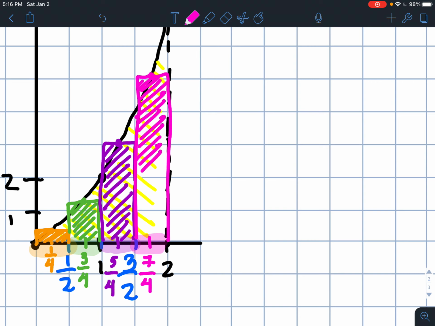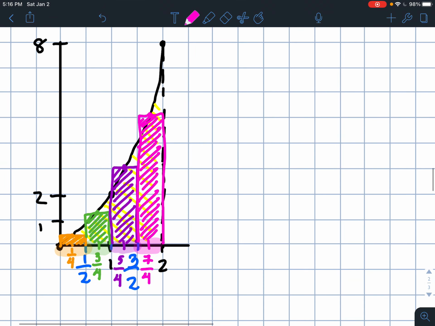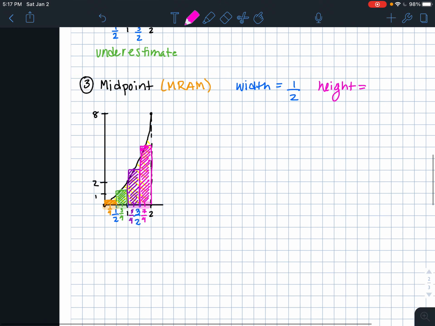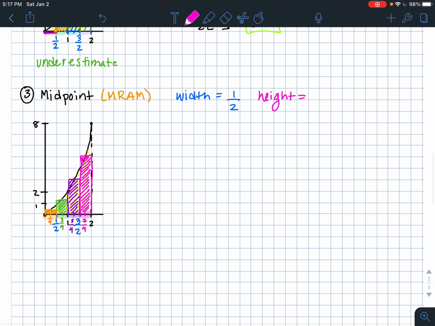So we can see that these are probably going to be a little closer, because some part of the rectangle is outside of the region, and then there's some parts that are not. So we have some parts that are overhanging the region that we're actually trying to find, but then there are some parts inside the region that aren't covered by any of the rectangles. So this is probably going to be a little closer for an approximation. So our height here is going to be the function of the midpoints.